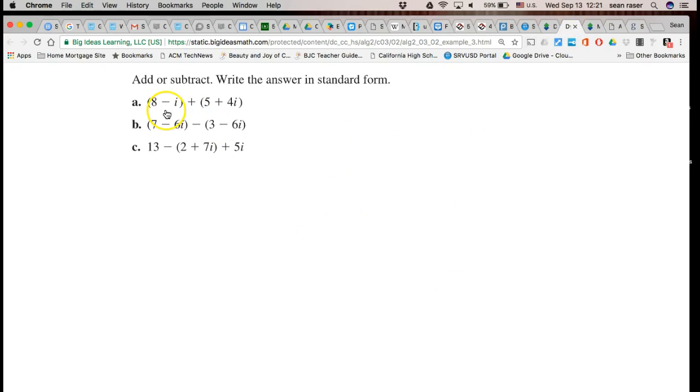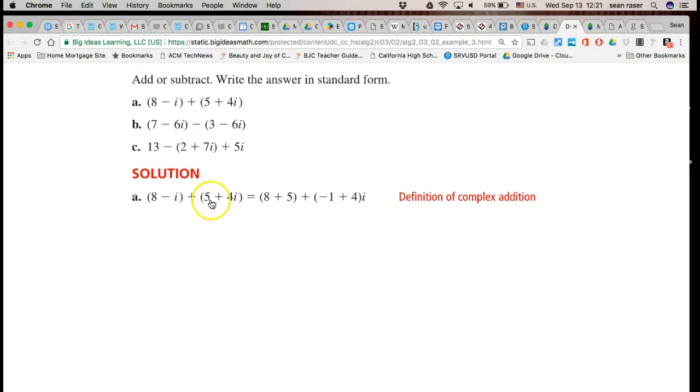So let's look at the first one right here. We've got 8 minus i plus 5 plus 4i. So we're adding two complex numbers. So the first thing we want to do is combine the real components. So 8 and 5. So we're going to write that. That's going to be the real part of our complex number. We also need to combine the coefficients of our imaginary part.